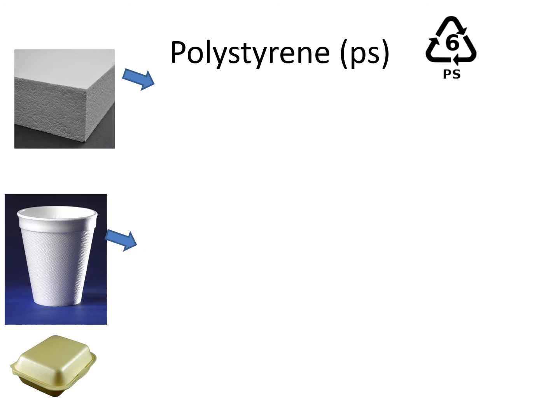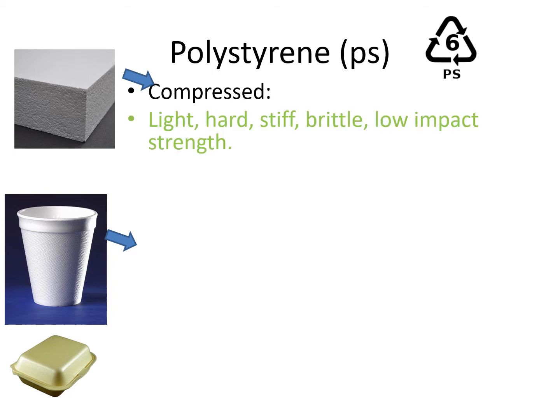Let's look at thermoforming plastics. In the thermoforming plastics category, we have polystyrene, which can be abbreviated to PS. There are different types of polystyrene. Compressed polystyrene is light, stiff, but still can be brittle. It has low impact strength.